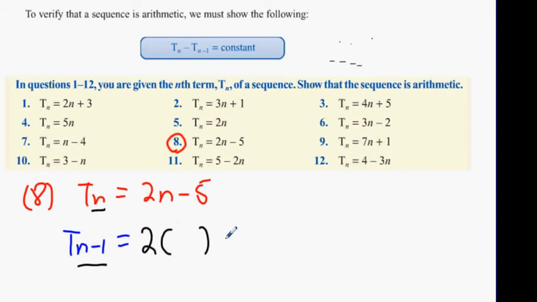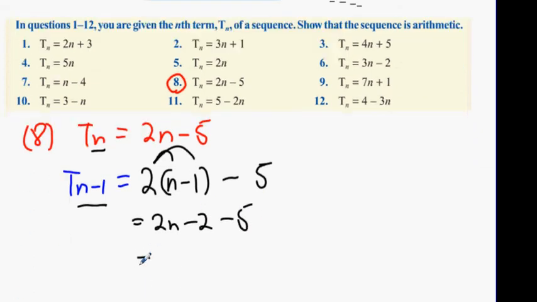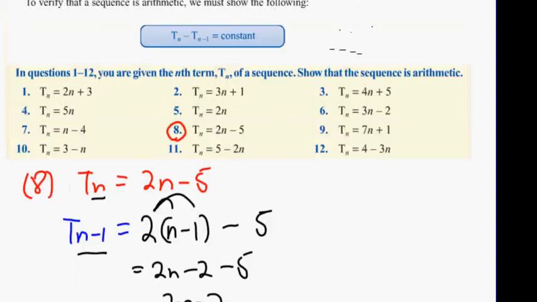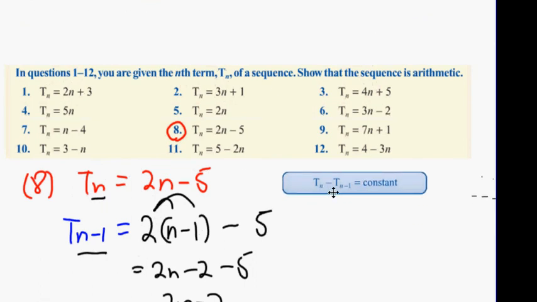Anywhere you used to have an n, it's now going to be n minus 1. 2n minus 2 minus 5. And what's that turn into? 2n minus 7. Then do what the instructions ask you to do. It wants you to prove that Tn minus Tn minus 1 is a constant. What's a constant? A regular number. Any regular number like 2, 5, 10, 20, anything like that is a constant.